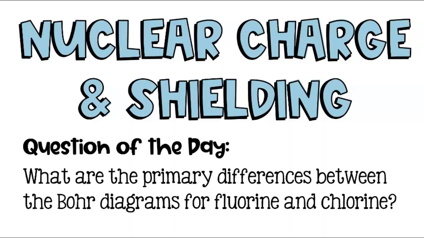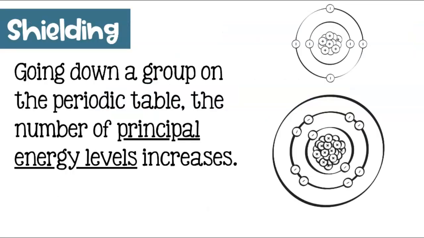Now let's have a look at nuclear charge and shielding. Our second question of the day is, what are the primary differences between the Bohr diagrams for fluorine and chlorine? Notice how when you go down a group on the periodic table, the number of principal energy levels increases.